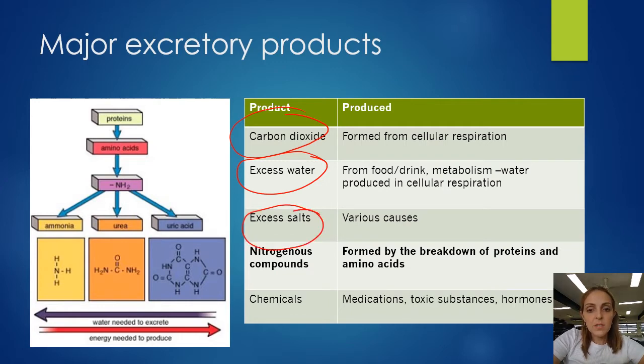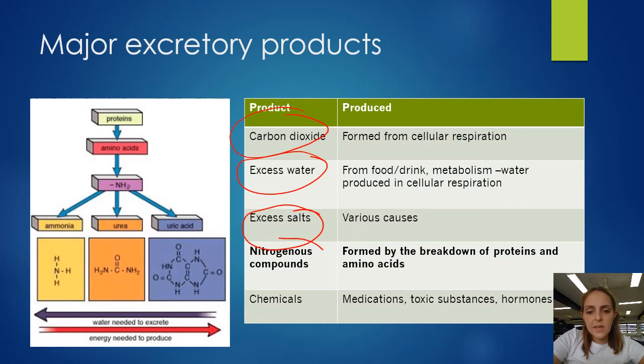Now, excess salts can be caused from a number of different things, and salts need to be maintained at the right levels in the body. Salts and ions have a lot to do with cell signaling, so it's important that salt levels are maintained, and again, this is generally done through the urinary system as well as some sweating.